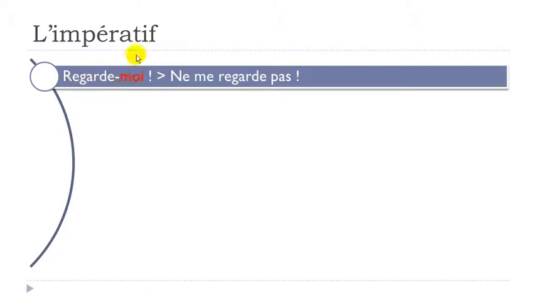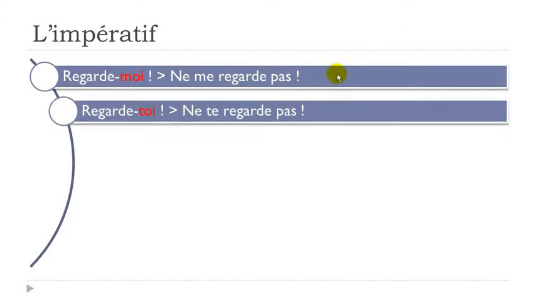Regarde-moi, okay? But when you put this structure back to the negative form, me just becomes the normal form, so ne me regarde pas, all right? Same thing, so toi will be the second and last to be drastically modified, so it will become regarde-toi, okay? So the rules stay the same, you put it after, okay?